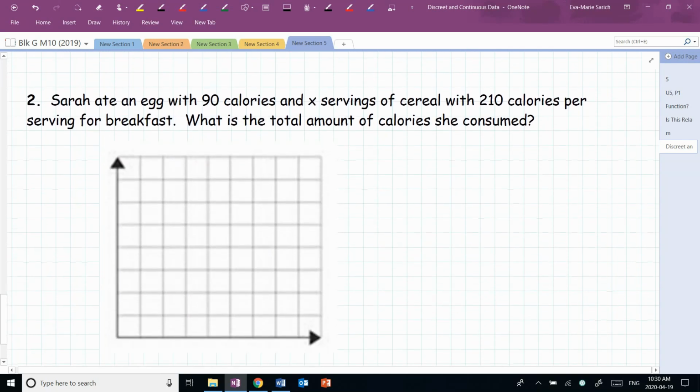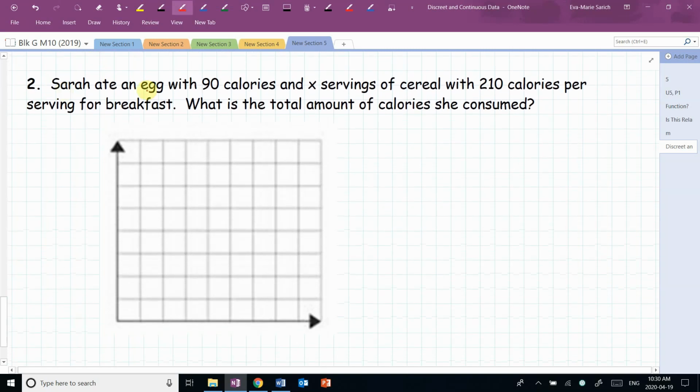Okay, so Sarah ate an egg with 90 calories inside that egg. And she also ate X servings of cereal with 210 calories inside that serving of cereal for breakfast. So what is the total amount of calories she consumed?